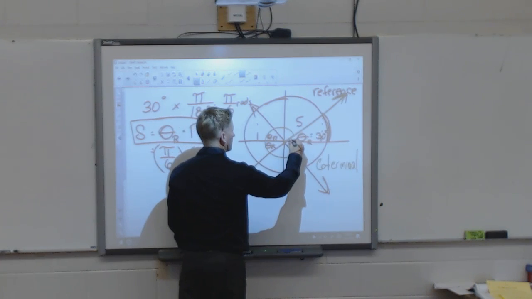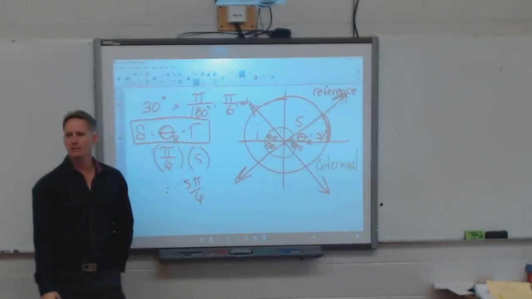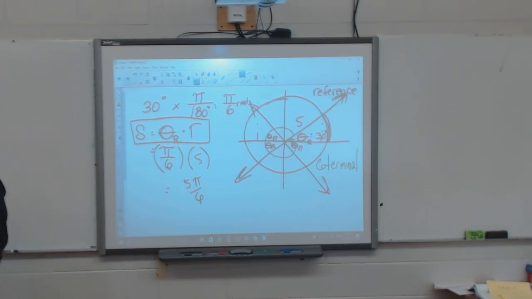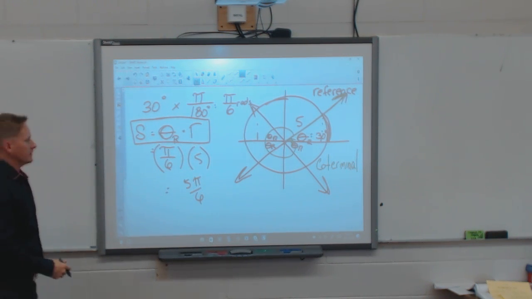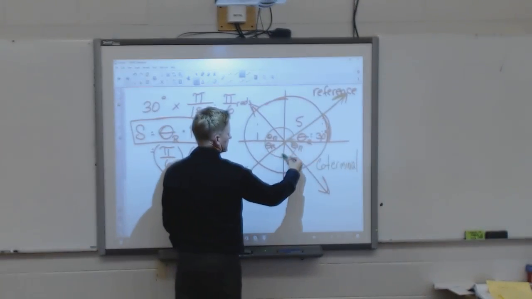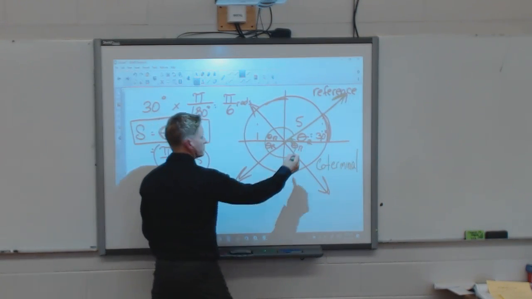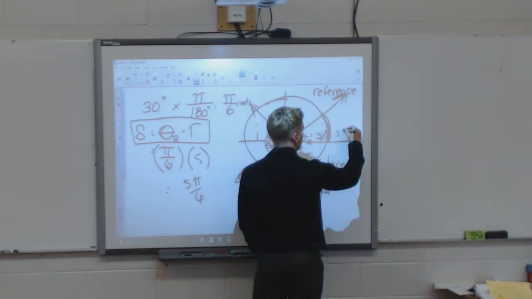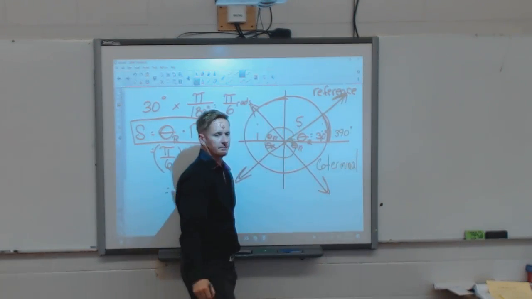Well, let's add 360 degrees to it. Let's subtract 360 degrees from it. That takes you back to exactly where you started, but gives you a different angle. So if I go 360 degrees forward, an angle coterminal to 30 degrees would be 390 degrees.